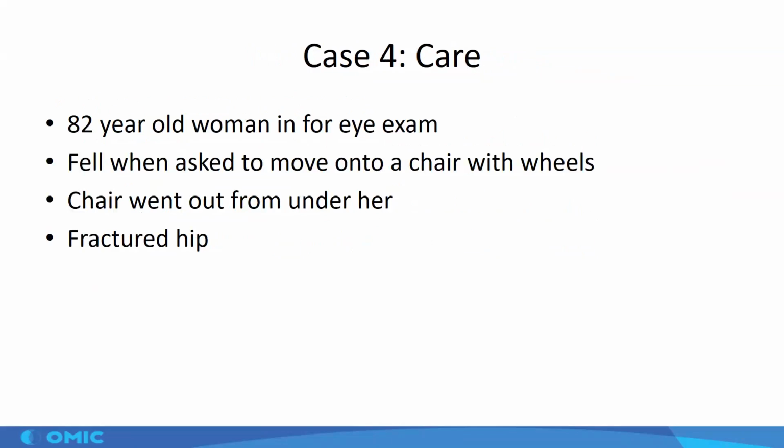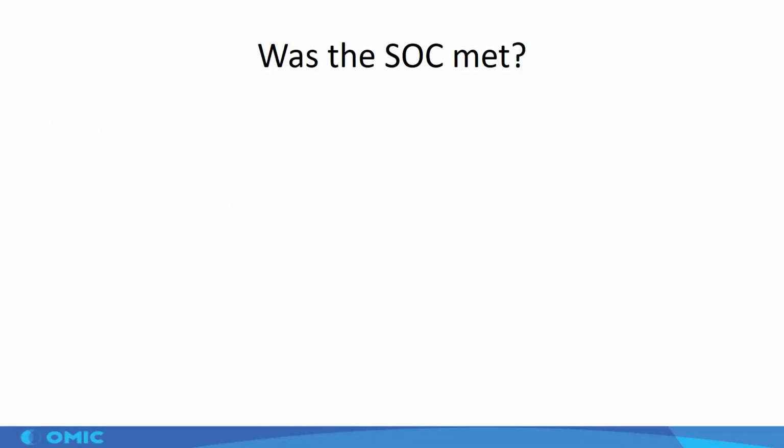Let's go on to another case. This was an 82-year-old woman. She fell when asked to move onto a chair with wheels. The chair went out from under her, and she fractured her hip. You know this story. It's very similar to the other ones, and as you might anticipate, experts are going to be critical.